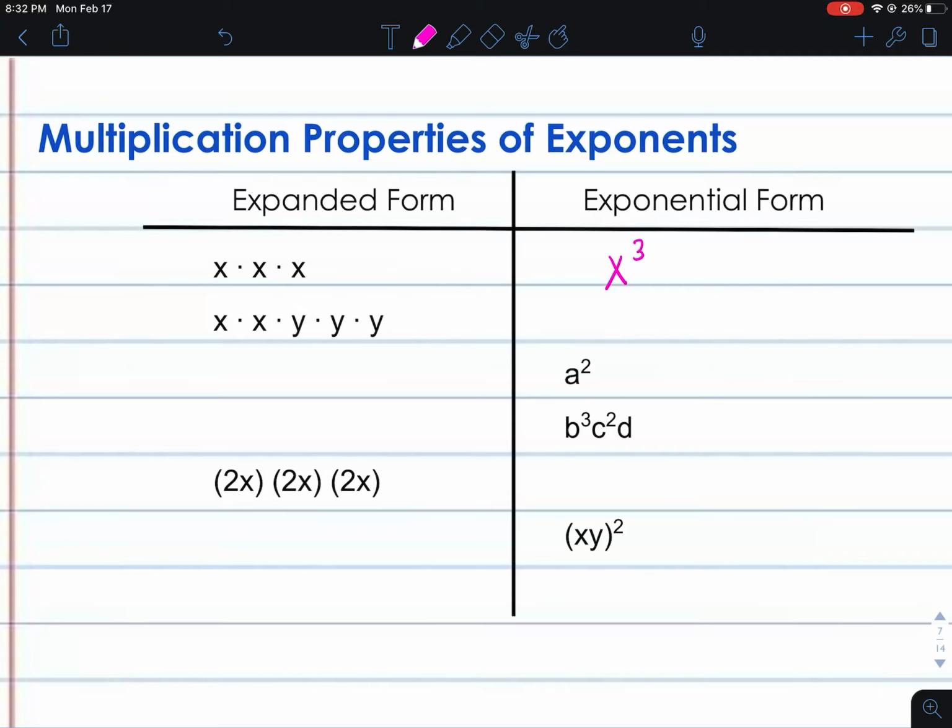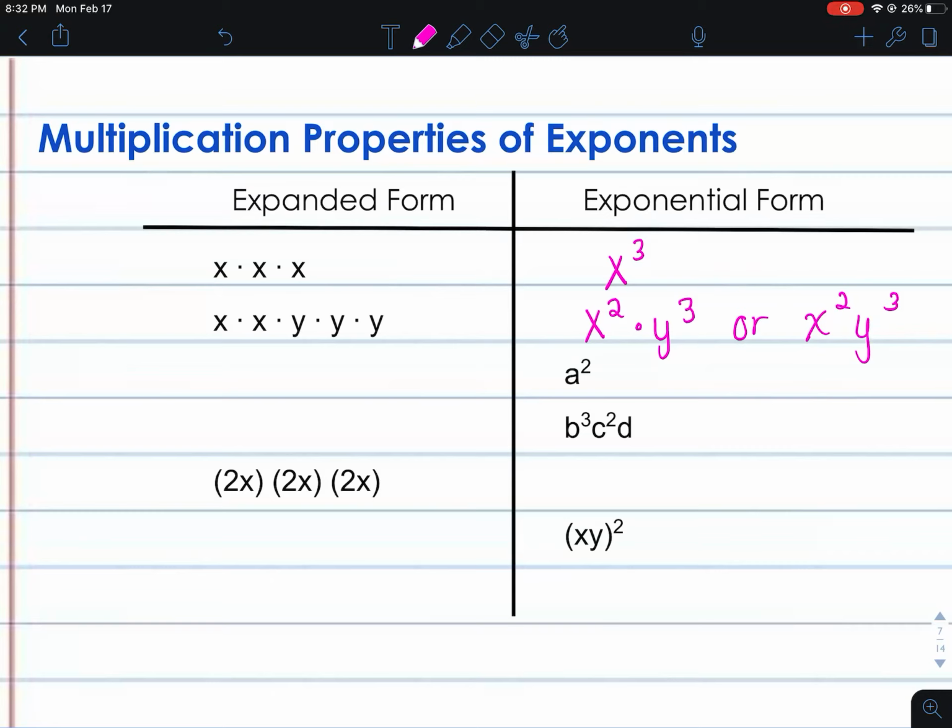So that's kind of, we're just introing this. Expanded form, x times y times y times y would be x squared times y to the 3rd. Or, because we know when variables sit next to each other, that's multiplication, it would just be x squared, y to the 3rd. Sorry, so that's exponential form.